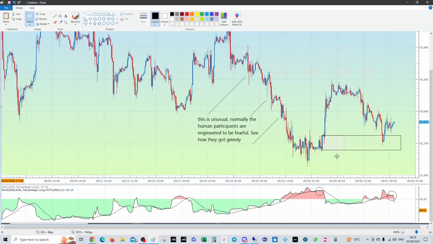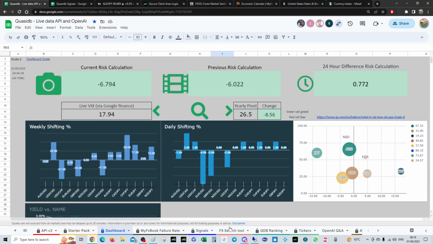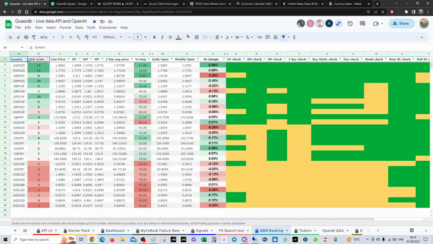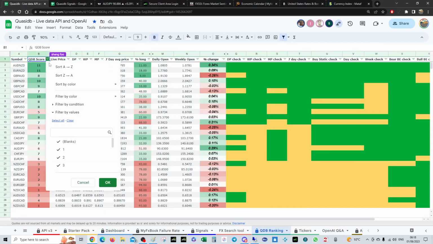Good to report that the robot's doing all right now. So we're using the QDB ranking. This is what we're using now. We were using the bubbles, but they were fluctuating so much. It was actually quite tricky. So we're going to be using the QDB ranking, and we're going to be simply taking the strongest pair and then selling the weakest pair. And that's it in a nutshell.